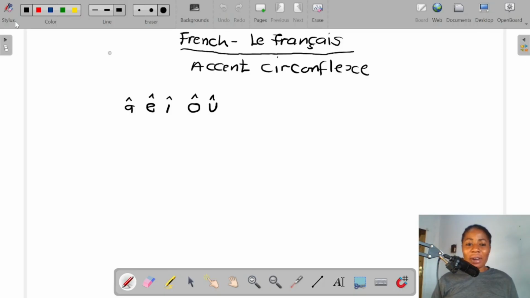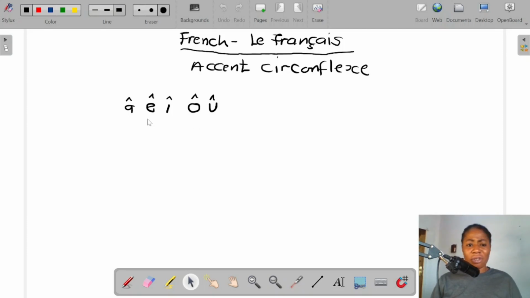D'accord. Now let's look at what accent circonflexe is. Accent circonflexe is a little heart shape that is kept on top of a vowel sound in French. And you can see the vowel sounds I have written on the board. These are the vowel sounds you can find accent circonflexe on.